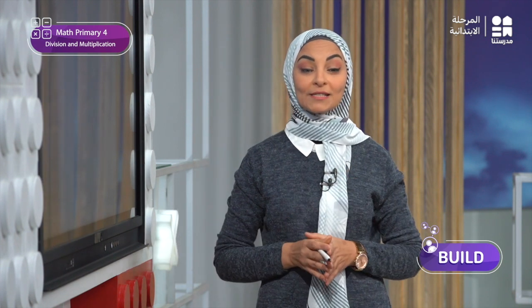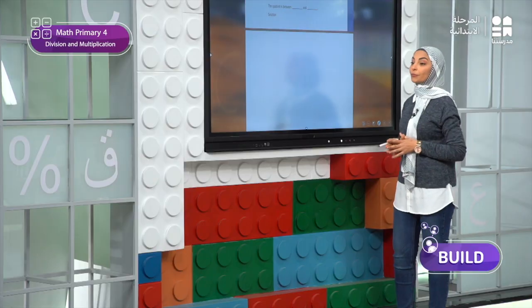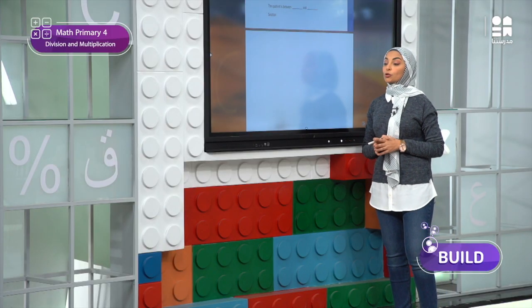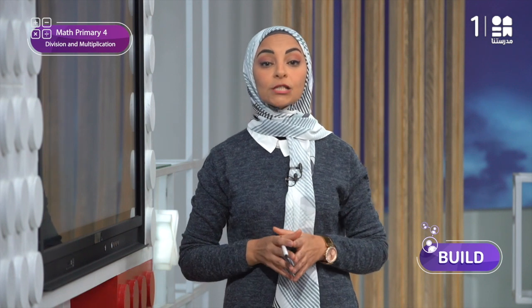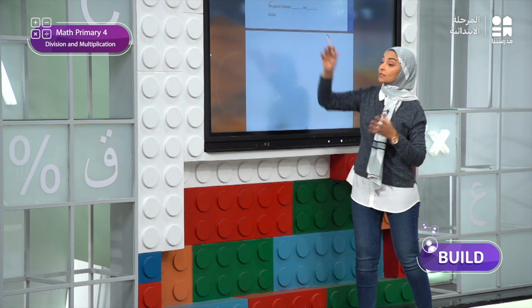تعالوا نشوف بقى هنعملها إزاي. Here in problem number 4, he wants me to divide 1429 divided by 7. To estimate the quotient, we can round the dividend to the nearest benchmark. أقرب benchmark ل 1429 is what?